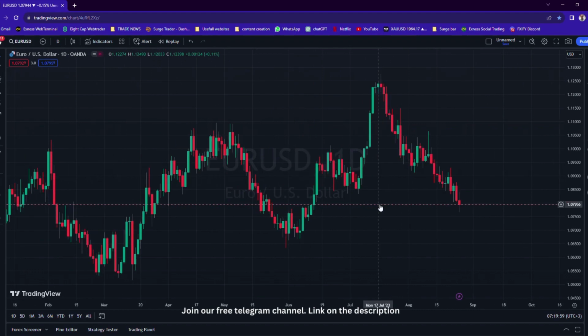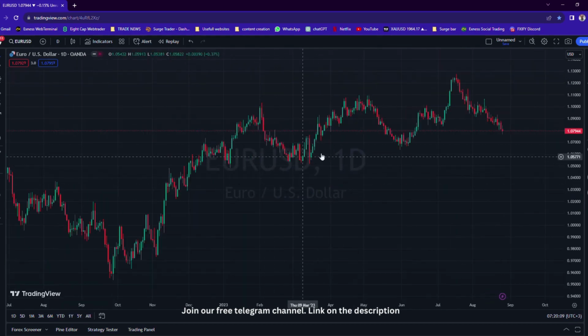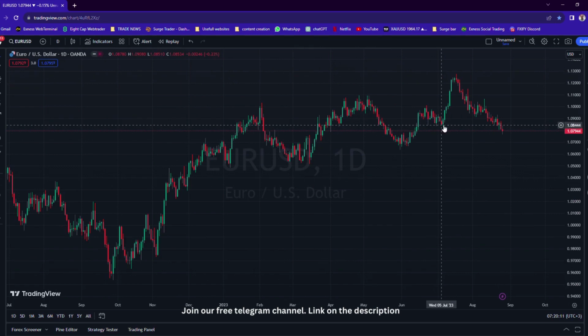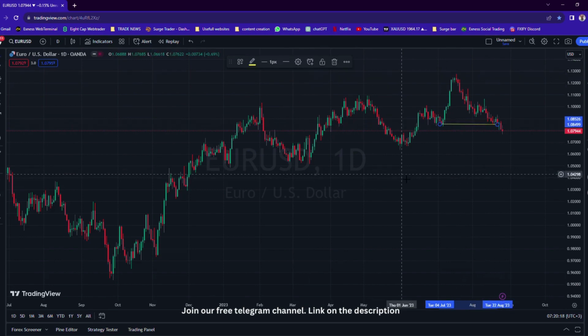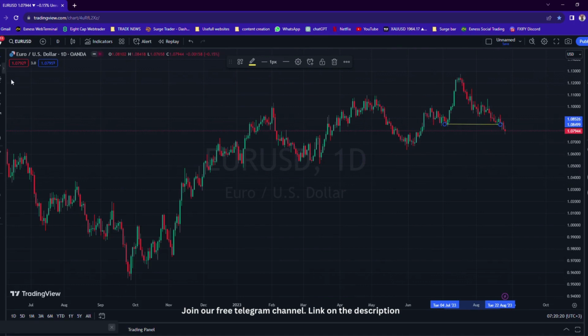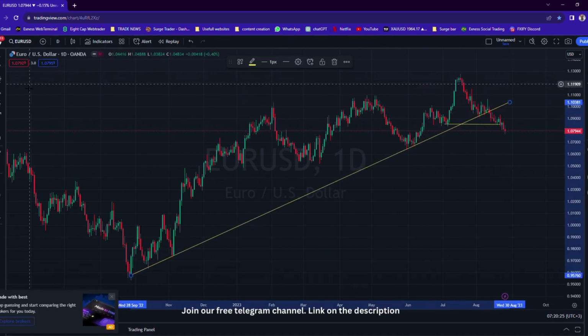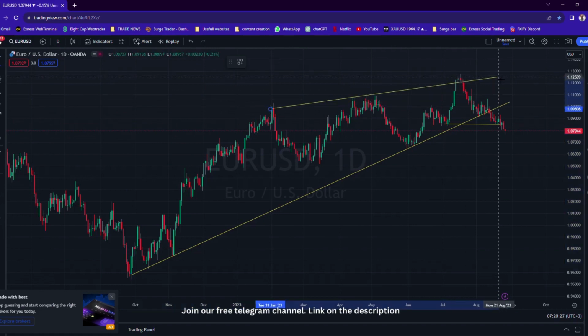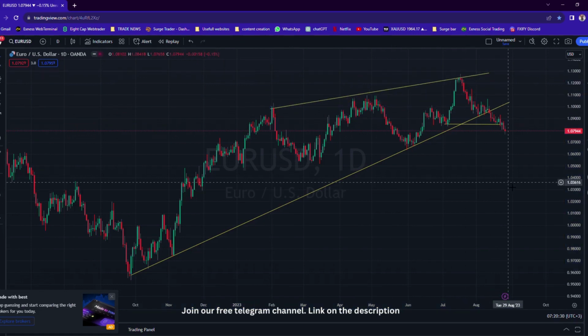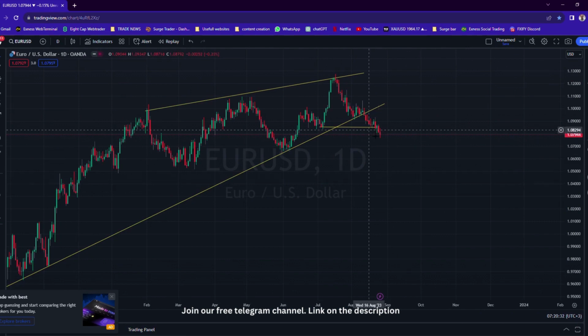If you go into our 1 day time frame, we can look at Euro breaking the breakout structure right there. As you can see, we can look at Euro breaking the structure right here. Now what does this mean? This is a 1 day time frame, so it means we had an upward trend that has been broken.